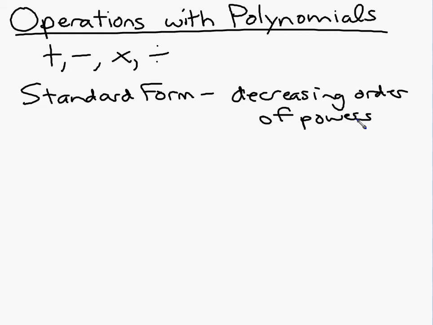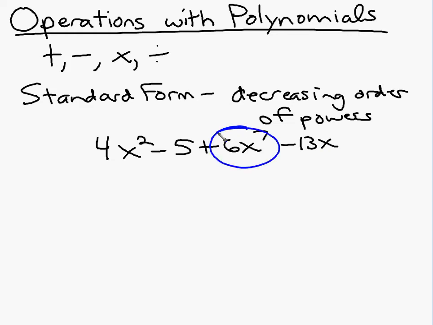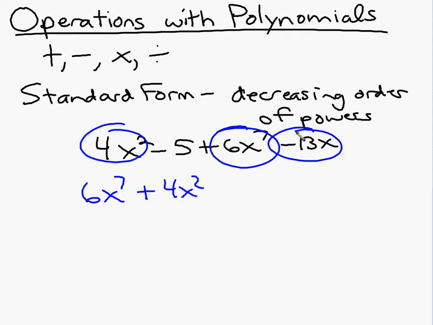What do I mean? Well, what if you had this polynomial? 4x squared minus 5 plus 6x to the 7th minus 13x. And I wanted to write that in standard form. Well, this should be the first term: 6x to the 7th because it has the highest power. Then this one, plus 4x squared. Then this one, minus 13x, then this one, minus 5. Now it is in standard form, and I think you're used to that.